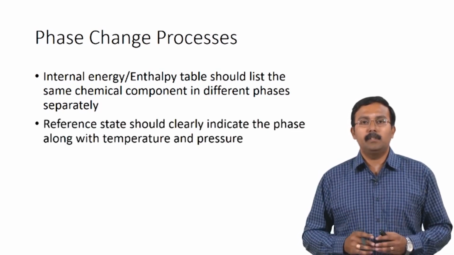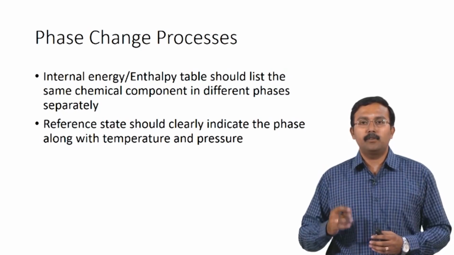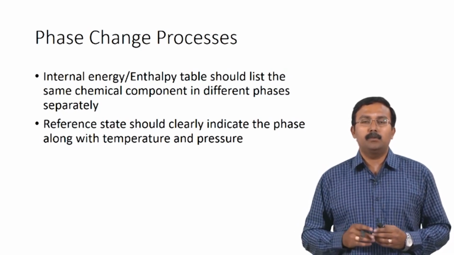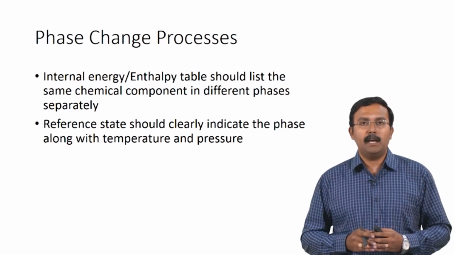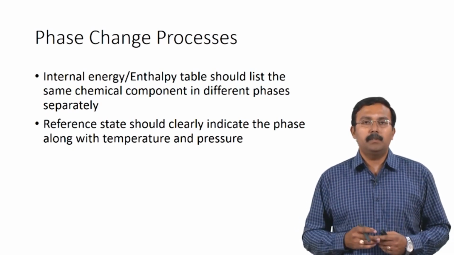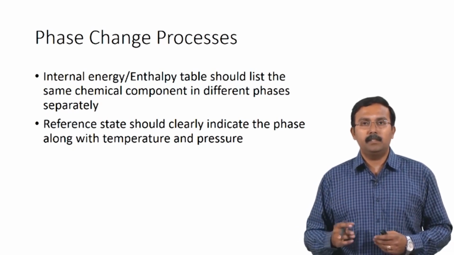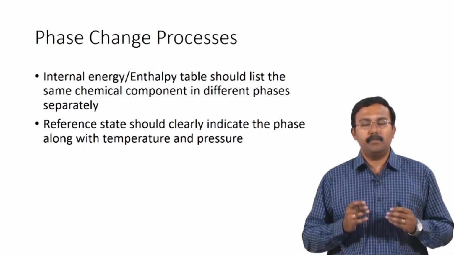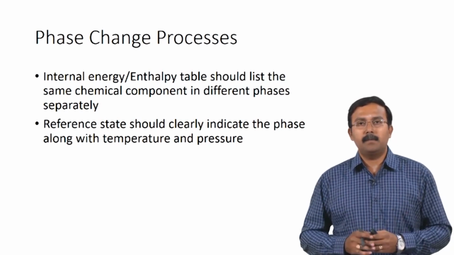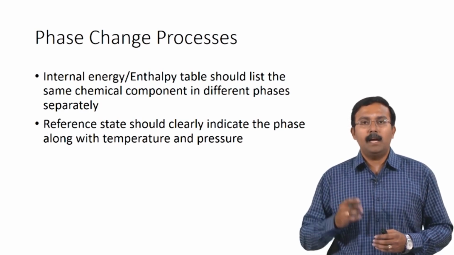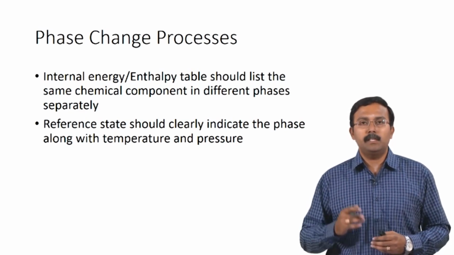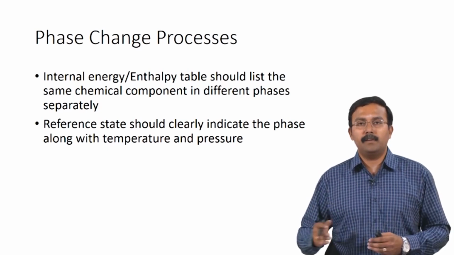The next thing we need to remember is, the reference state should clearly indicate the phase along with the temperature and pressure. Until now, when phase change has not been happening, it would not have mattered if we just listed only temperature and pressure. However, here because there is phase change, we should always list the reference state phase also. Even if the component is at the same temperature and pressure, there could be a change in phase and there would be a change in enthalpy associated with change in phase. So, we need to explicitly list the phase of the reference state as well.